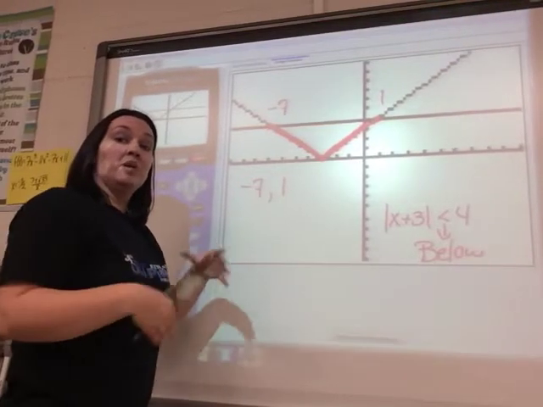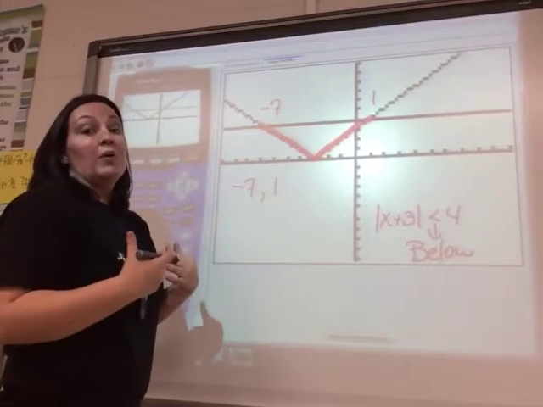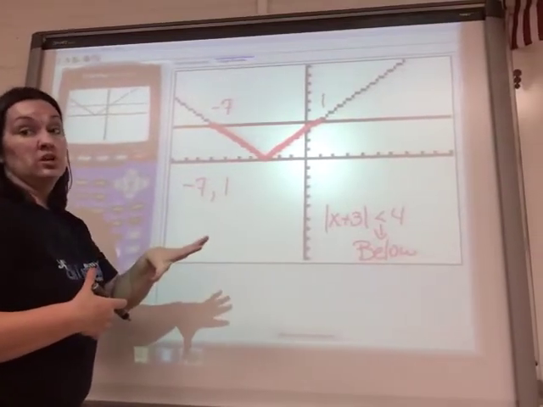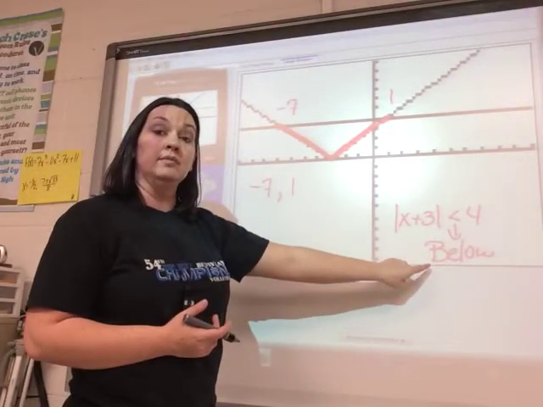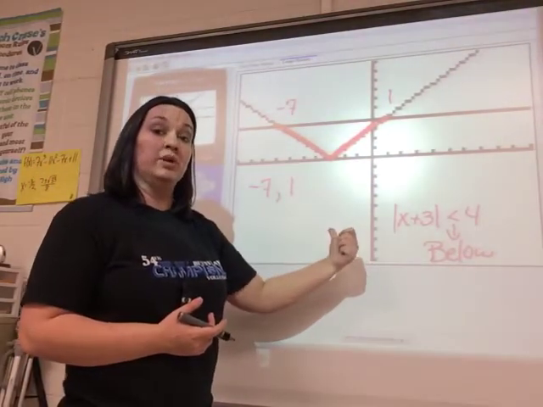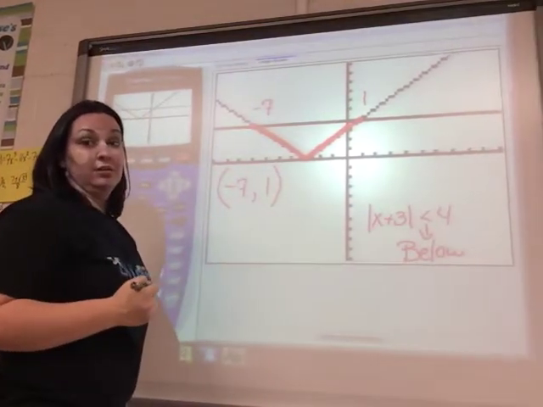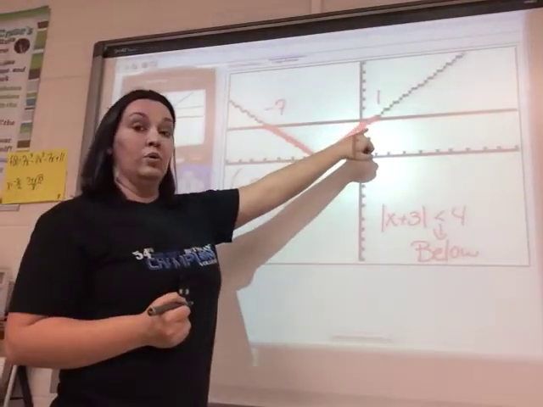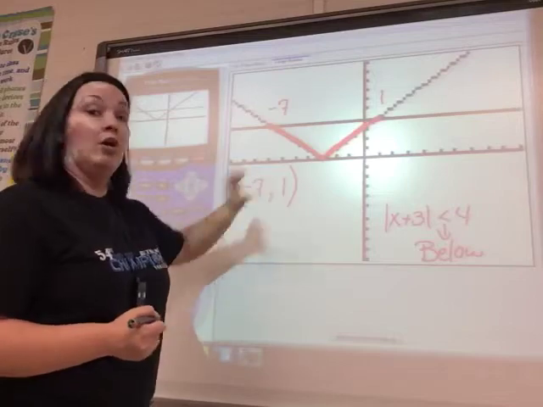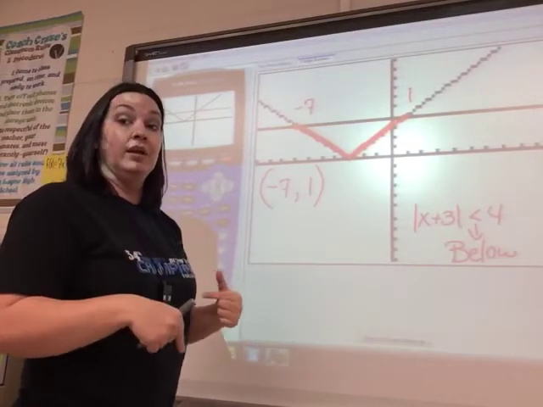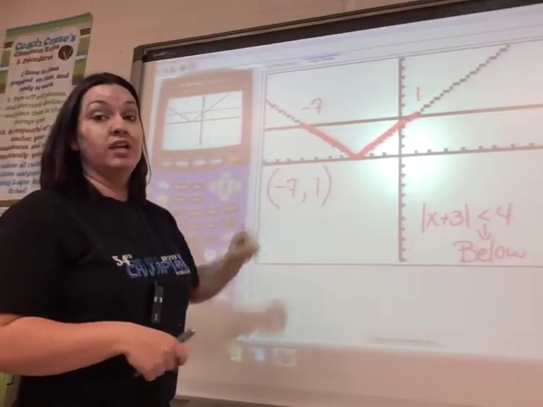The only question is whether it's going to be a parenthesis or a bracket, and this goes back to however your teacher discusses it with you. But I always talk about if it includes or doesn't include. Well, do we include on the line, or do we just care about below the line? We just care about below in this situation, so there's no inclusion, which means it's going to be a parenthesis on the -7 and the 1. Now, if we cared about on the line, then it would be a bracket on both of these pieces. And we'll do an example with that next time. Okay, so the answer to this one graphically is from -7 to 1.